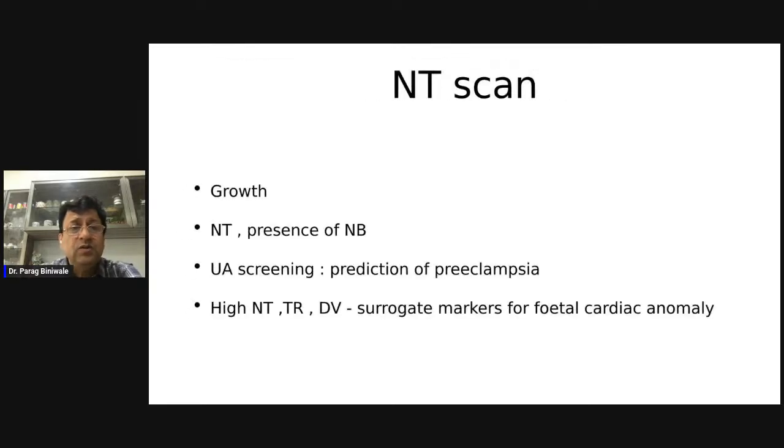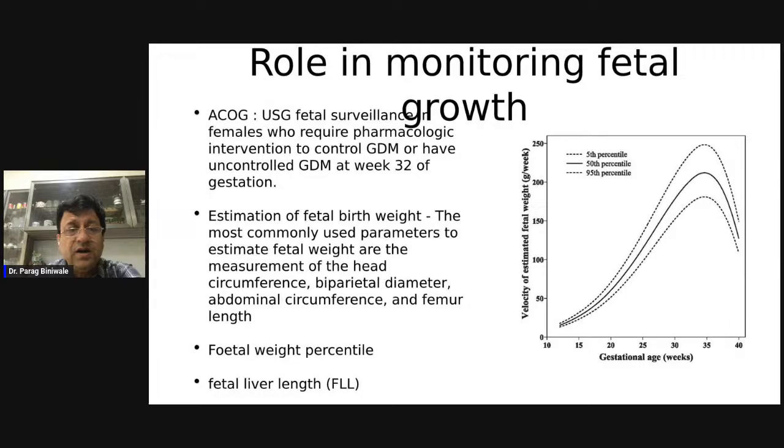What is the role of ultrasound? We would subject all women who have early gestational diabetes to an NT scan, where we would monitor the growth. We would look at the presence of nasal bone and measure NT. Uterine artery Doppler is also done because this screening will tell us whether she is more prone to preeclampsia. And of course, if she has high NT or abnormal TR and DV, these are surrogate markers for fetal cardiac anomaly.